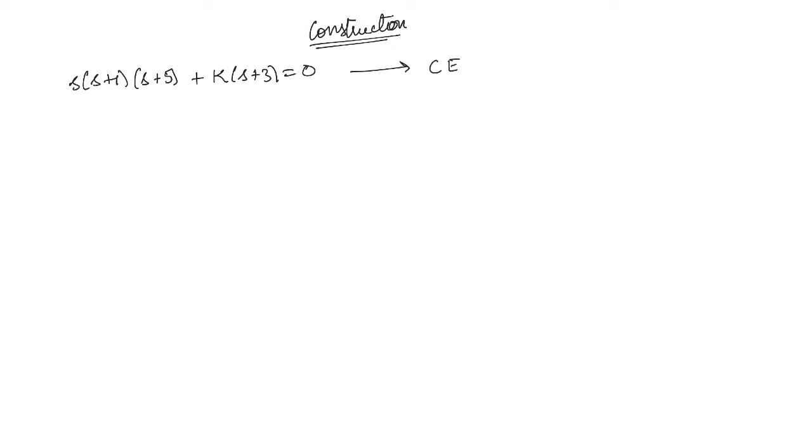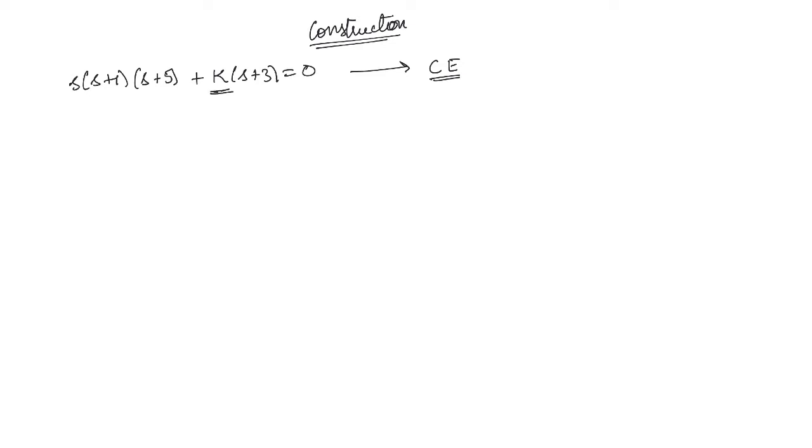Here we will discuss construction of root locus. First we will take a simple example to understand the construction of root locus. s(s+1)(s+5) + k(s+3) = 0. This is the given characteristic equation and we have to find out the root locus for this. We have one parameter here, k.